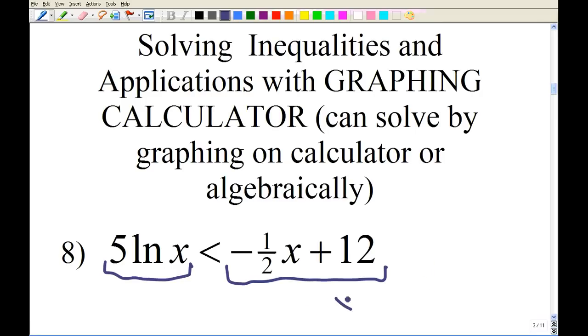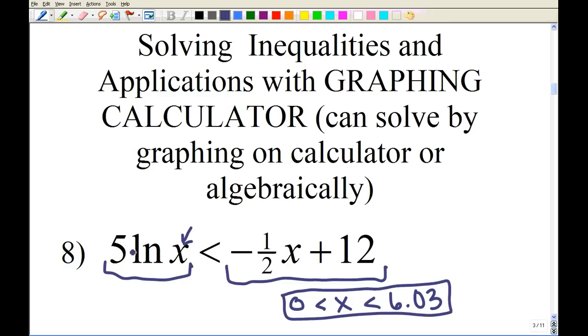So we know that the x values have to be less than 6.03, but as far as a lower bound, looking at this function, remember that we cannot take the log of a negative number, so x cannot be negative. So x also has to be greater than 0. So our solution would be 0 is less than x is less than 6.03. By the way, it's not going to be equal to for the 0, because I can't take the ln of 0. And here we don't have the equal to the 6.03 because originally the sign was just a less than. It was not an equal to.